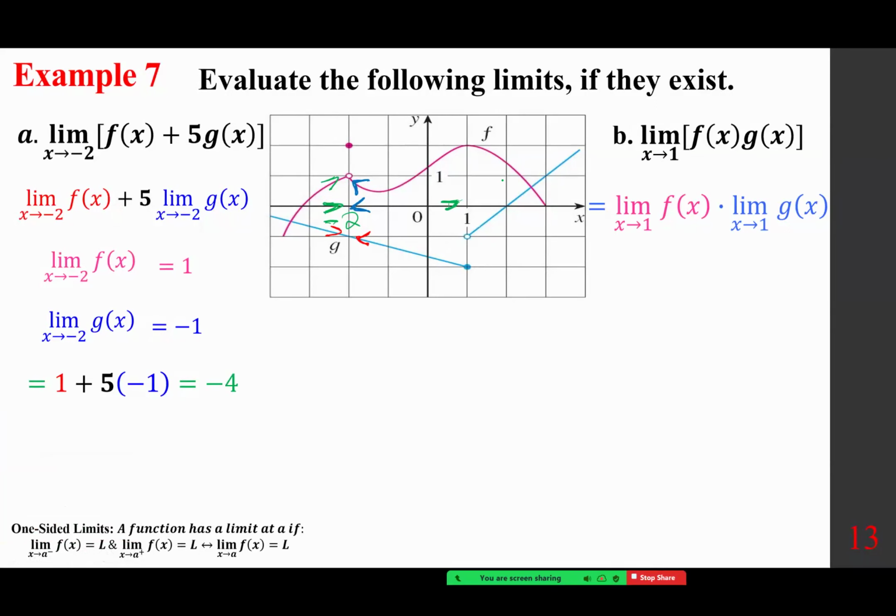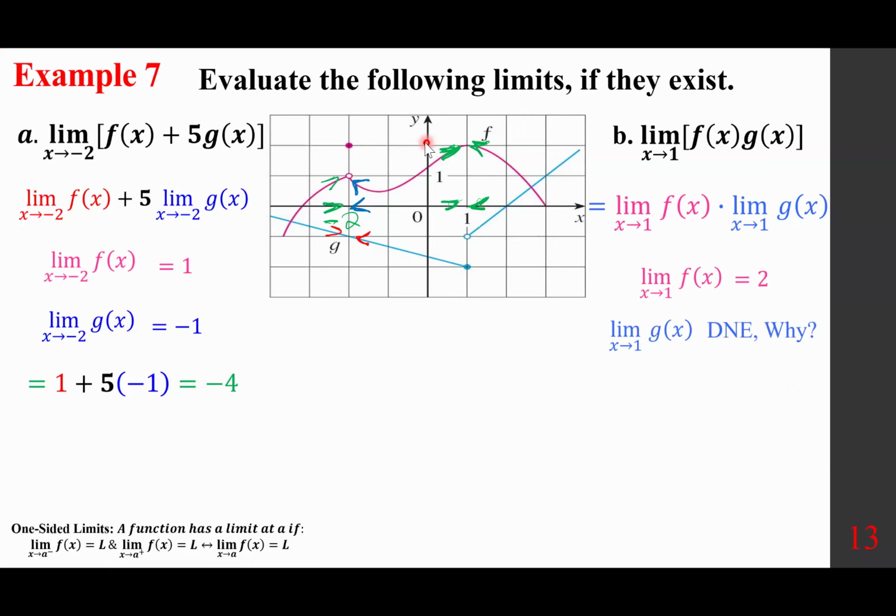So from the left side, we are here. From the right side, also, we are here. And as far as the f function is concerned, we are moving towards this point, and this point has a y coordinate. But the limit of g of x as x approaches 1 does not exist.